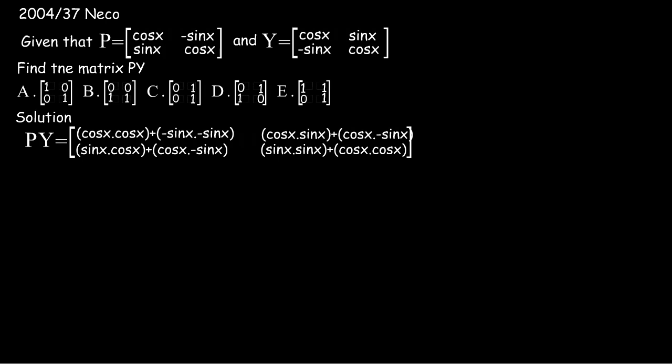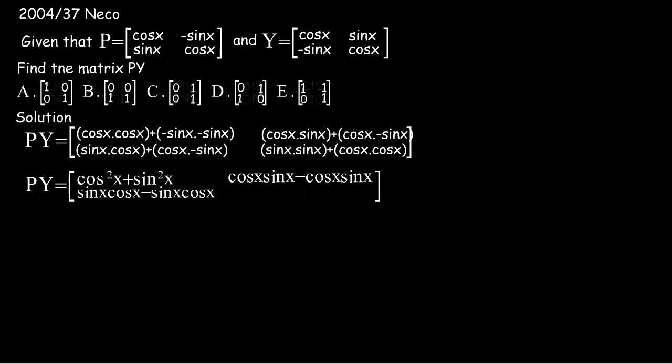Opening up all our brackets, PY will be equal to cos square S plus sin square S, our first element. Our second element will be cos S sin S minus cos S sin S. Our third element will be sin S cos S minus sin S cos S. And our fourth element will be sin square S plus cos square S. And from our knowledge of trigonometry, cos square S plus sin square S is equal to 1. So therefore our final answer will be equal to 1, 0, 0, 1. That's matrix 1, 0, 0, 1.